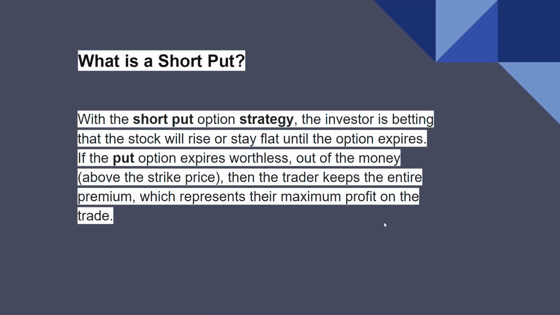All right. So what is a short put? The official explanation is: with the short put option strategy, the investor is betting that the stock will rise or stay flat until the option expires. If the put option expires worthless or out of the money above the strike price, then the trader keeps the entire premium, which represents their maximum profit on the trade. In other words, you want the stock or the underlying to go up.